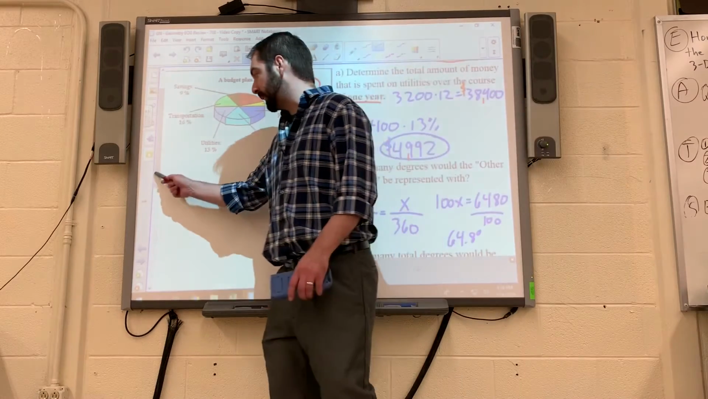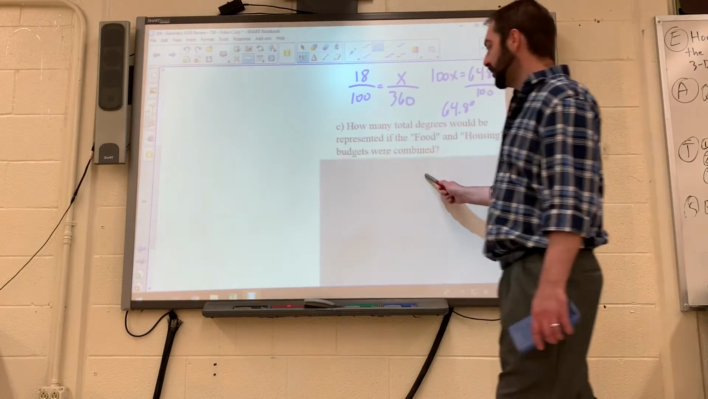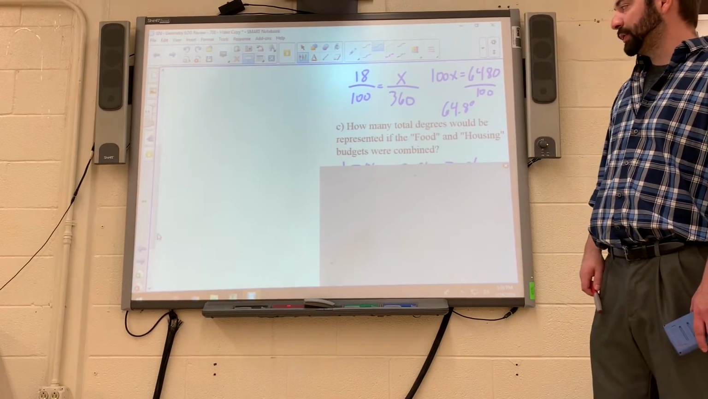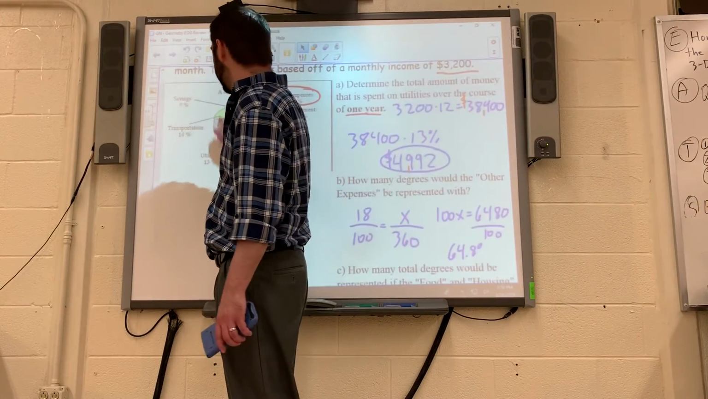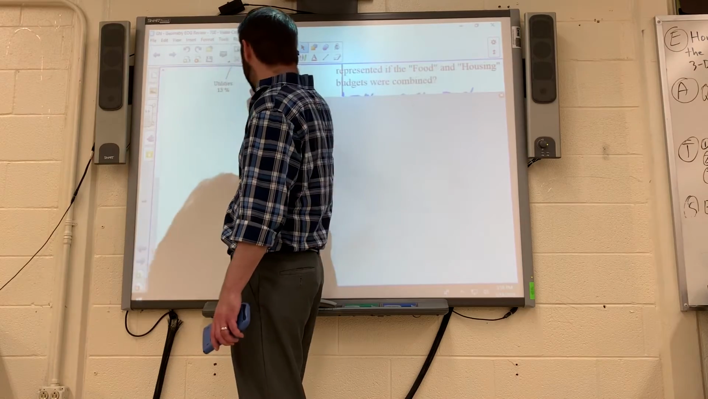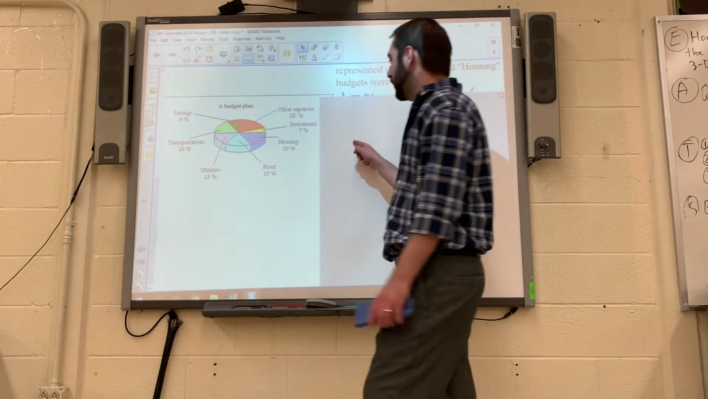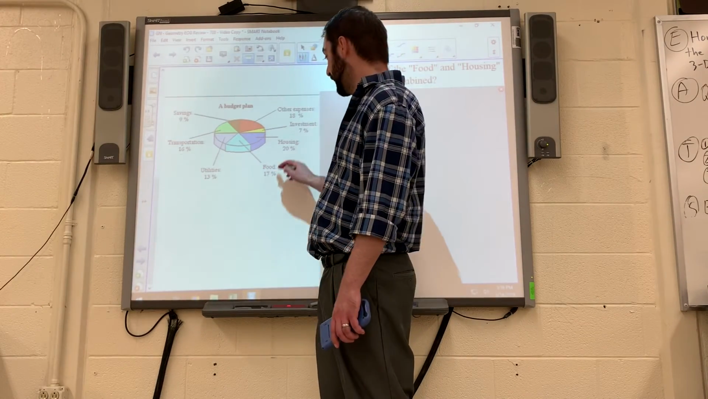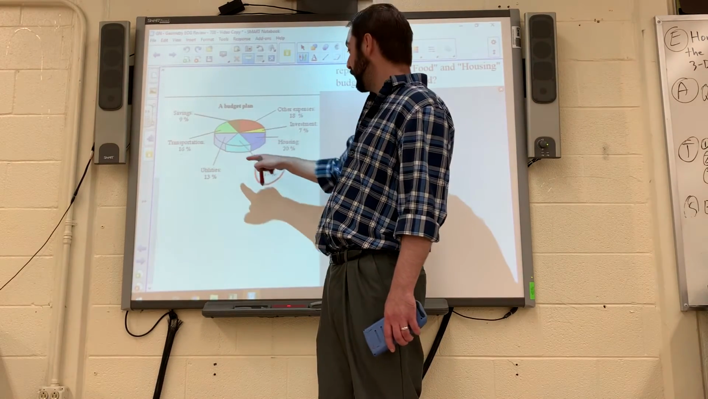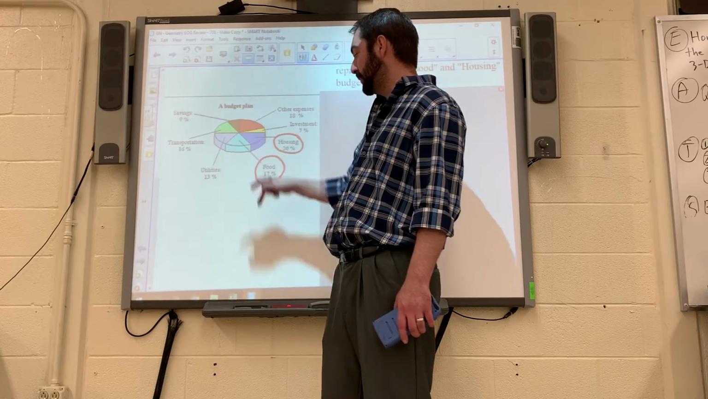And last one before we roll into today's work. Letter choice C. How many total degrees would be represented if food and housing were combined? First thing I want to do is slide my graph down so we can take a look at it for this question. All right, well, they want to combine food and housing. First off, let's locate it. Food is right here. It's that teal portion. Housing, right next to it, the blue portion.